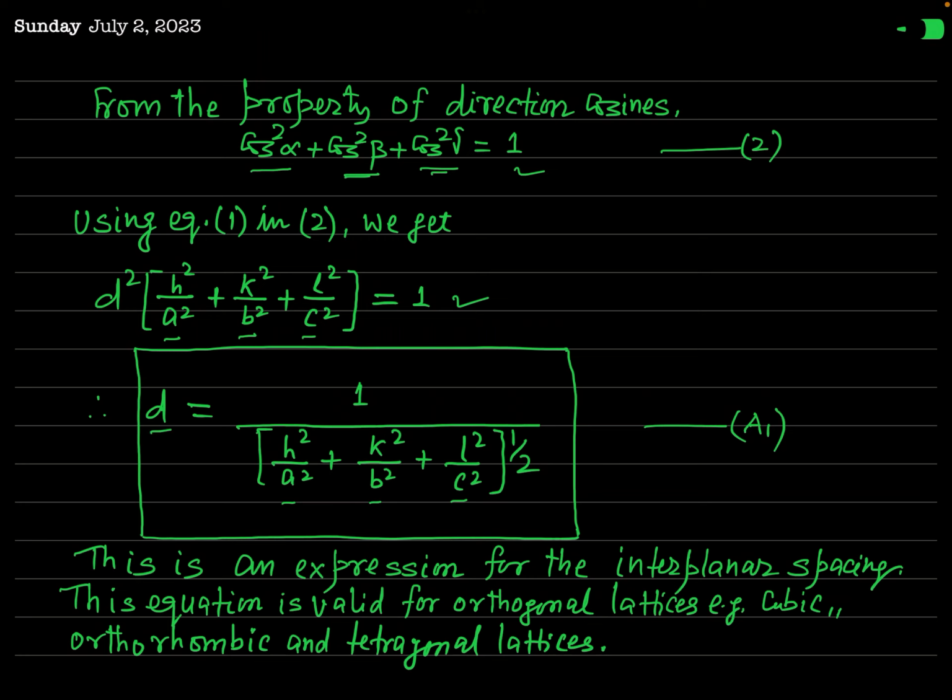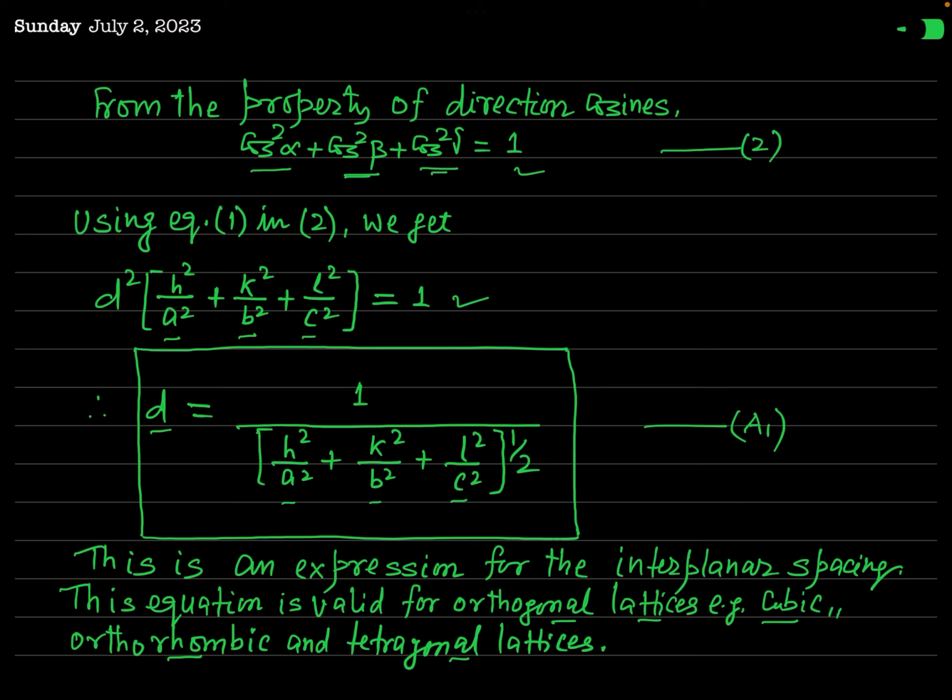This expression for the interplanar spacing will hold only in the case of orthogonal lattices, that is, lattices where the crystallographic axes are mutually perpendicular. For example, in the case of a cubic crystal you can use this formula. In the case of an orthorhombic lattice you can use this formula. In the case of tetragonal lattices you can use this formula, because all these lattices are orthogonal.